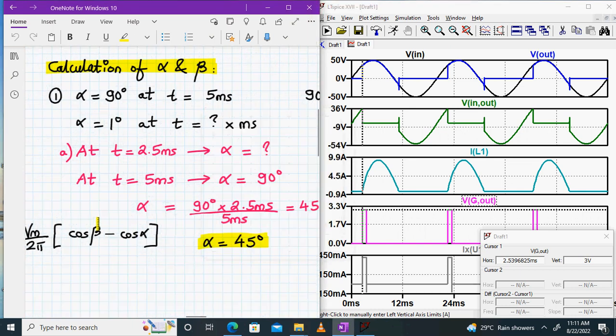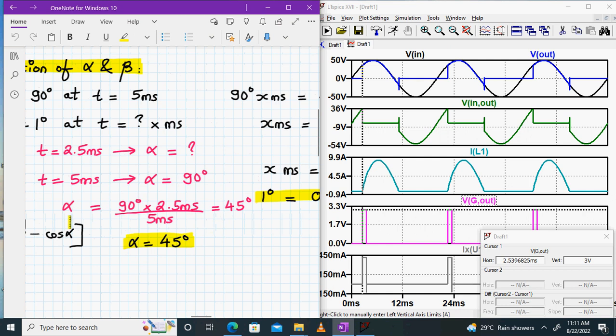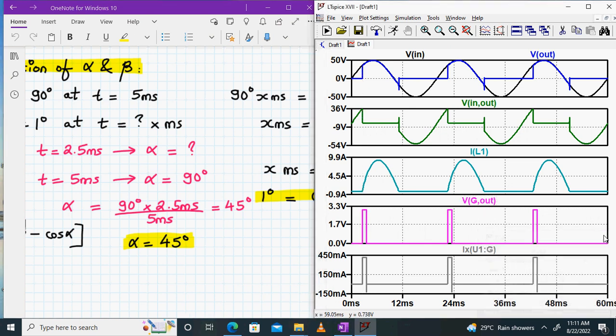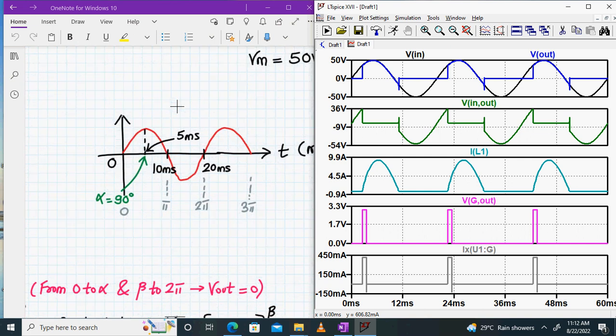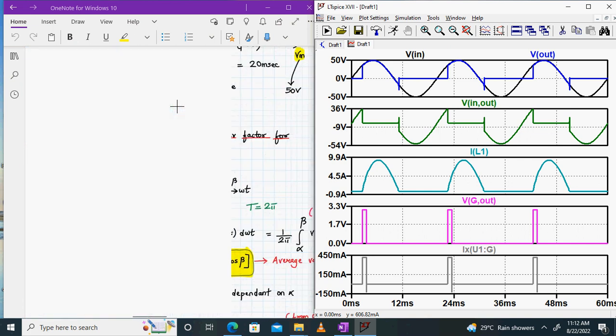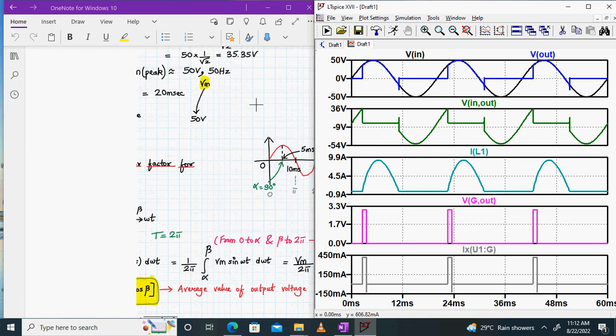So since our time delay is 2.5 milliseconds, we'll calculate alpha. For time delay 5 millisecond, alpha is 90. So we'll cross multiply and we got the value of alpha as 45 degrees. So this alpha is around 45, firing angle is around 45 degrees, right? Now from the waveforms, if you see carefully, let me show you the waveforms part now.